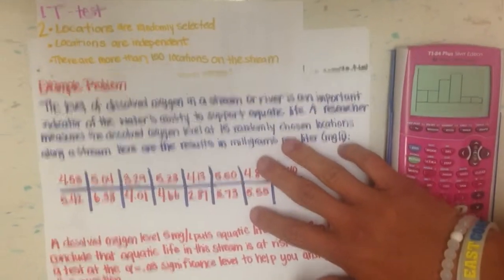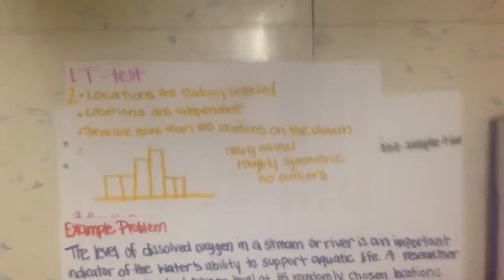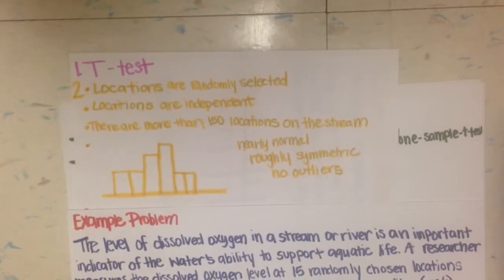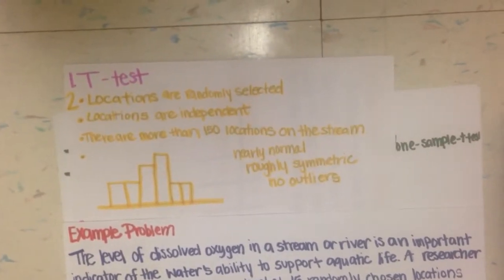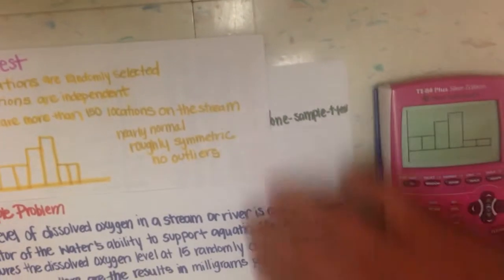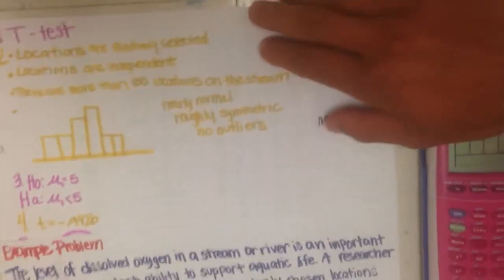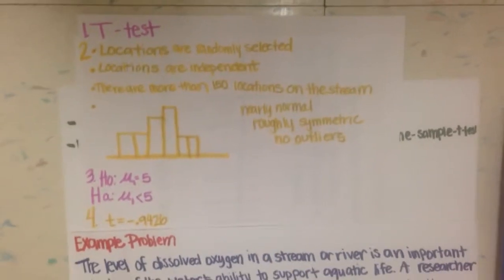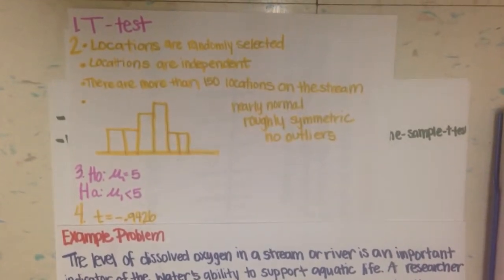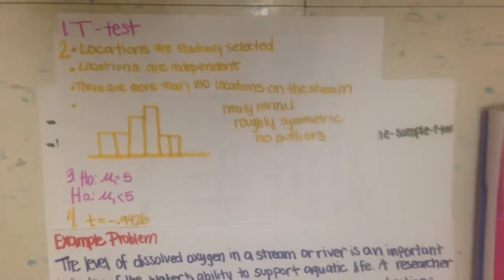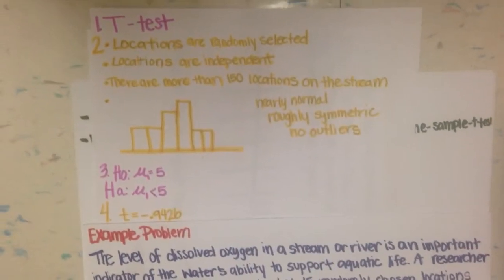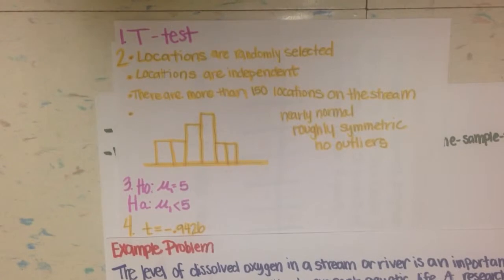So as we go through the steps, step 1 is name the t-test. Step 2, it states that all locations are randomly selected. The locations are independent of each other. And as we can see, it is a roughly symmetric curve. So now we find the null and alternative hypothesis, and so it says 5 milligrams per liter, so our null hypothesis is mu equal to 5, and we are trying to find if the aquatic life is at risk, so we put mu is less than 5.